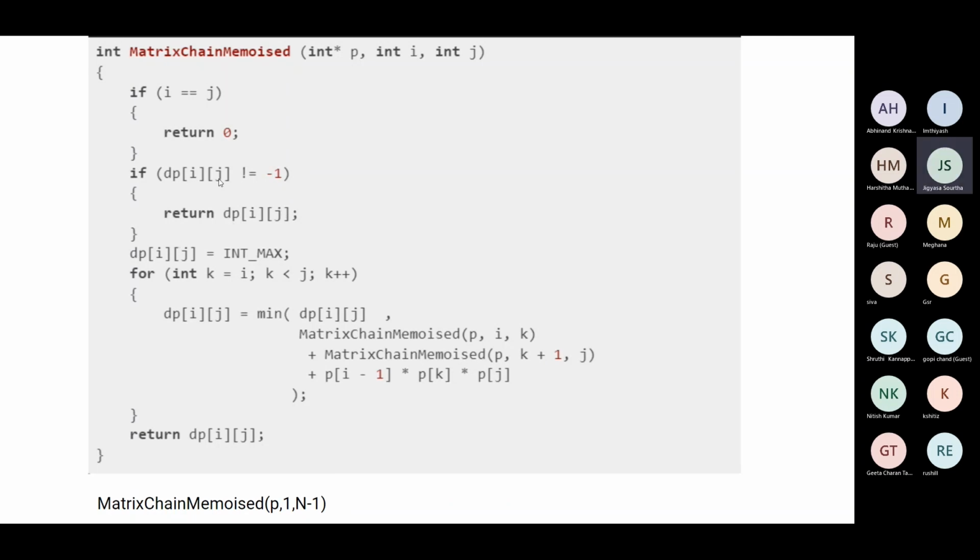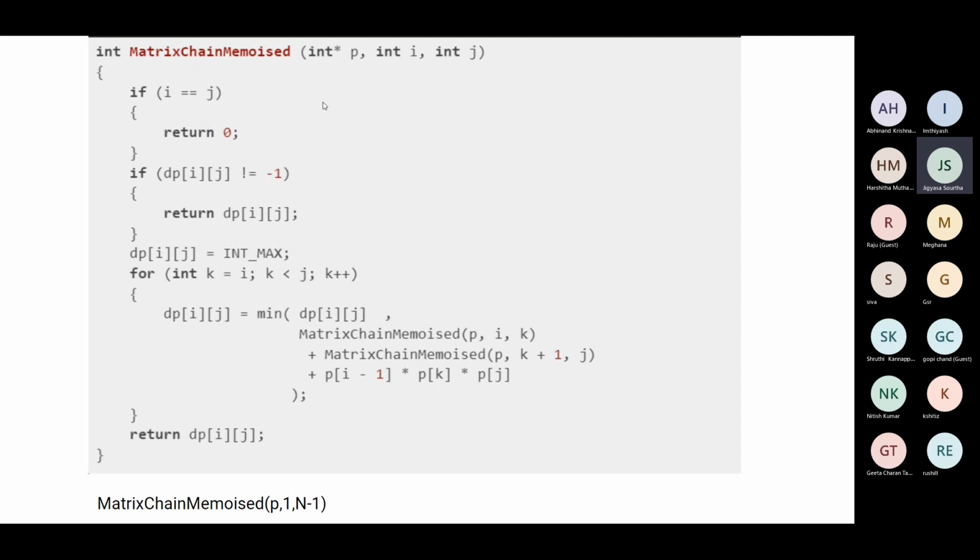If the DP of ij equals -1, it means that the value hasn't been computed yet, and you should assign it a maximum value because you will be using the minimum function to find the minimum. Then you will split, find which is the minimum among them, and return the minimum, that will be DP of ij, the minimum cost. The matrix chain memoized will call the function with index 1 and then -1.